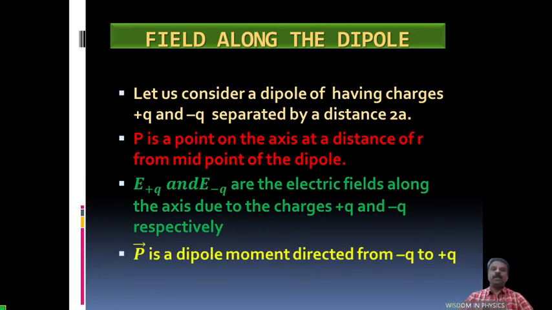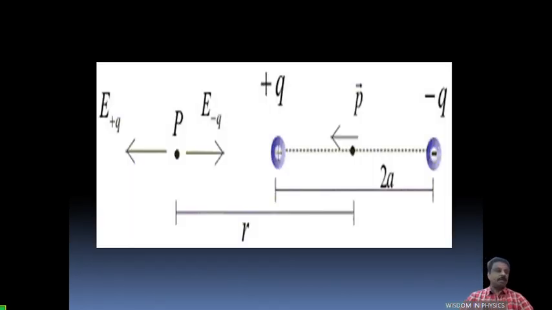Now we have to find the total electric field. P vector is the dipole moment, which is always directed from minus Q to plus Q. These things we have to write as notes. Now see the diagram. Here we have a dipole, right? This is positive charge plus Q and this is negative charge minus Q, separated by a distance 2a. Am I right? This is the midpoint. So the dipole moment vector P is going from minus Q to plus Q. We choose a point along the axis of the dipole at a distance r from the midpoint.